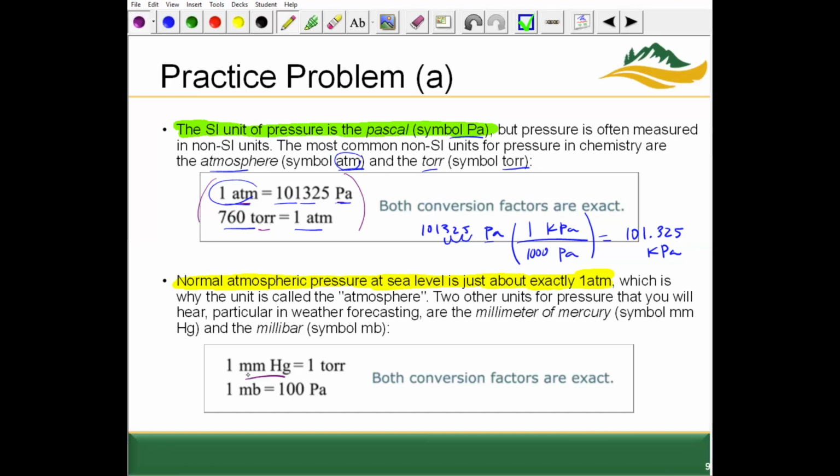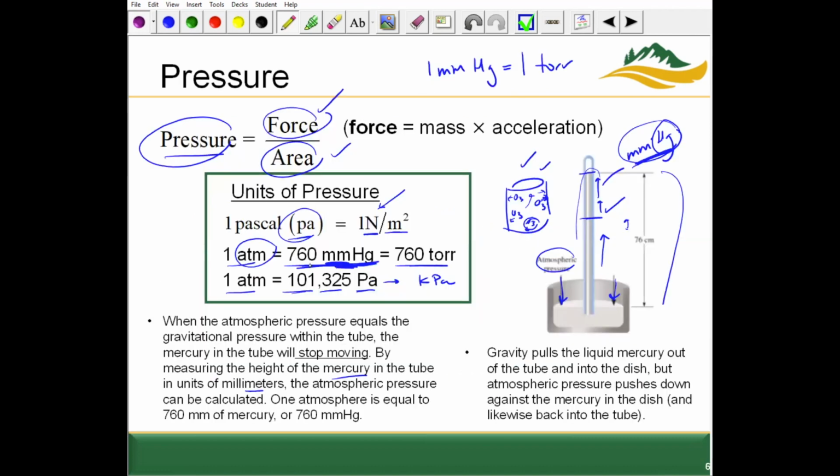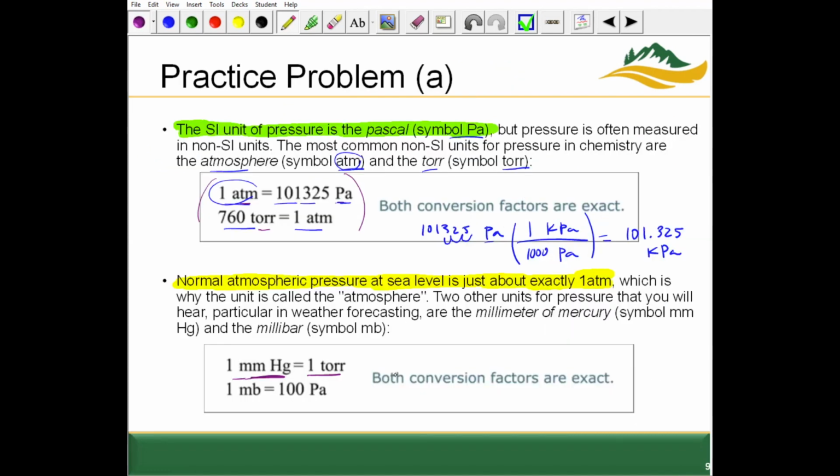So now here's millimeters of mercury. 1 millimeter of mercury is equal to 1 torr. We saw that up here. So 760 millimeters of mercury is equal to 760 torr, but we know that's really the same as 1 millimeter of mercury being equivalent to 1 torr, right? These are equivalent. In weather forecasting, we might see millimeters of mercury, or millibars is actually pretty common. So some other conversion factors, we have this one, and 1 millibar is equal to 100 pascals.